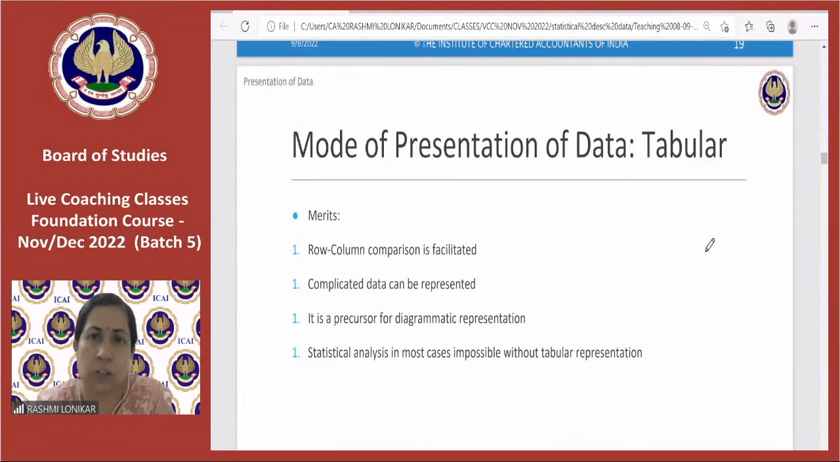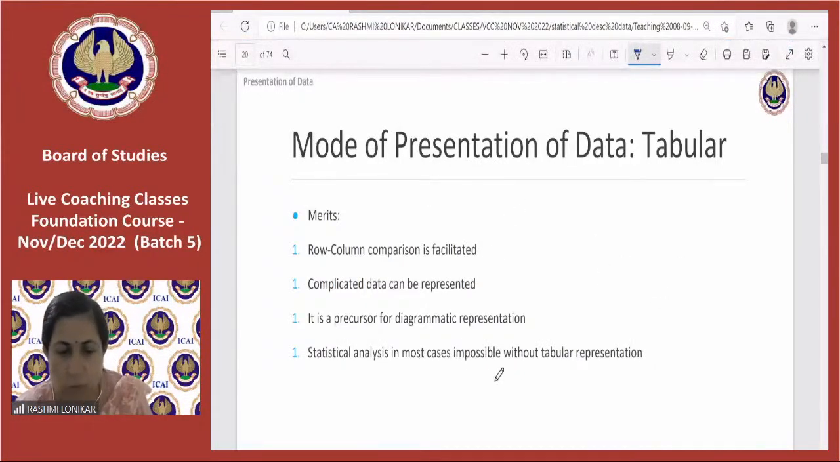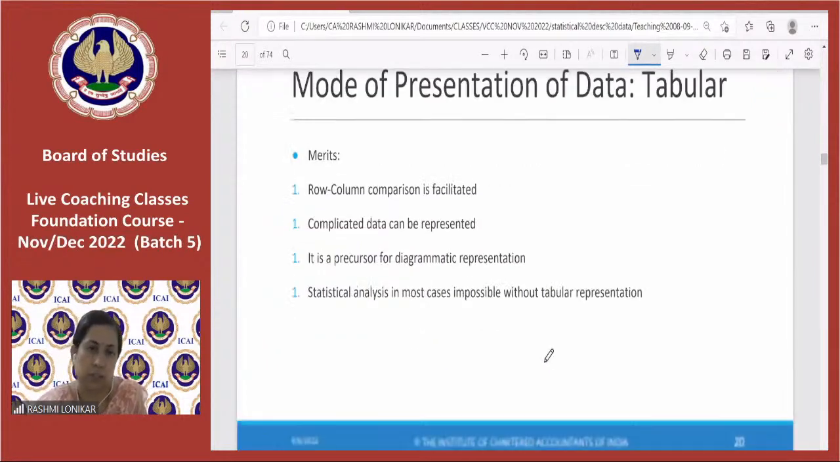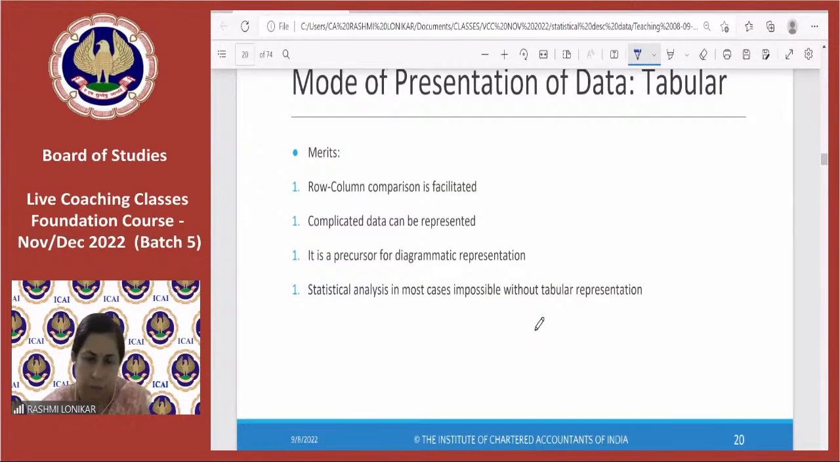Once I have the tabular form of presentation of data, I can use this to form the pictorial or the diagrammatic. So using this information, I can draw a pie chart, I can draw a histogram. Statistical analysis in most cases is impossible without the tabular representation, most of the times.